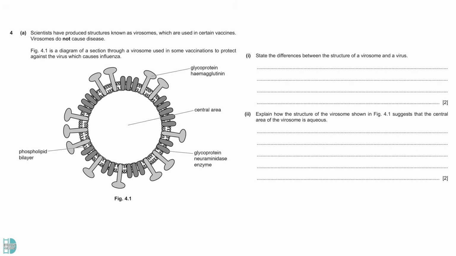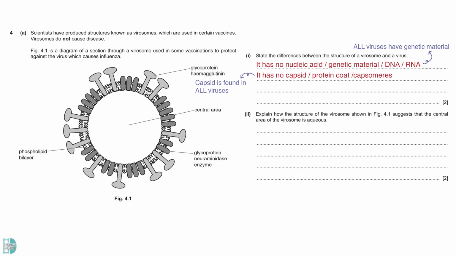In question number 4, you have a diagram showing you virosome which is used in some vaccines against influenza. The first question is that you have to state the differences between the structure of a virosome and a virus. First of all, viruses must have genetic material, either RNA or DNA, but virosome in this picture doesn't have it. Another structure all viruses must have is the protein coat called capsid. Lastly, the envelopes of phospholipid membranes only exist for some viruses. Not all of them have it.